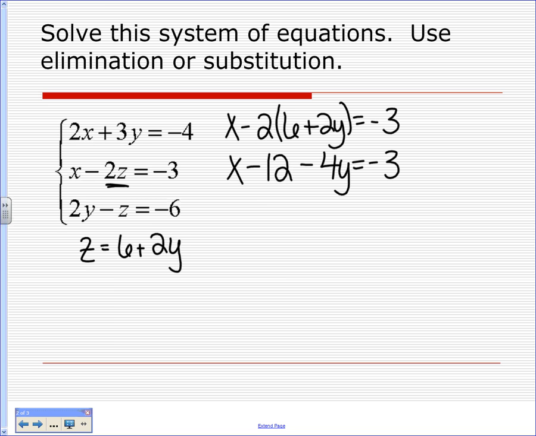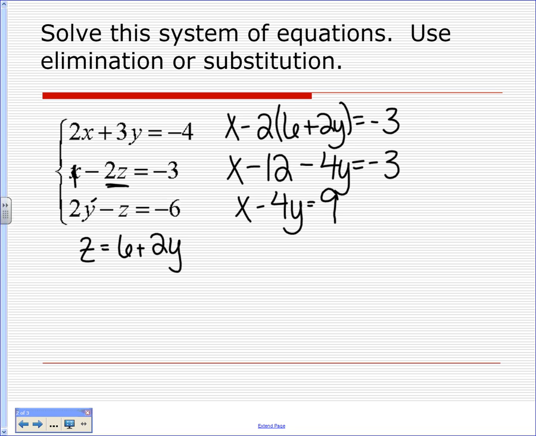Oh, now you can. Wait. Hold on. We're taking this equation and putting it in here. Okay, so we have x minus 4y equals... Any questions so far? x minus 4y, I added 12. Any other questions so far? Okay, now what?